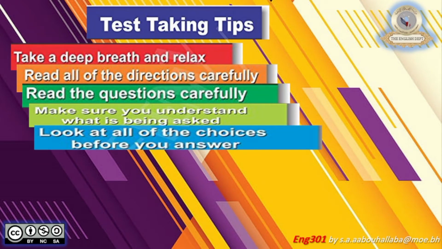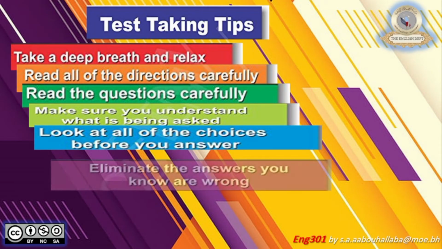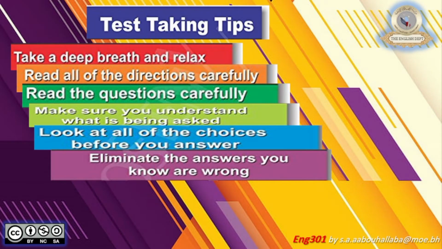Look at all of the choices before you answer. Do not decide on the right answer from reading the first option only. So if you have A, B, C, and D, for example, don't decide from reading A only. No, please go through all the options. There might be some similar options, but one of them is the right answer. Eliminate the answers you know are wrong. If you are not sure about your answer, then start eliminating the answers that you are sure are wrong. Then you will have one or two answers left to choose from.